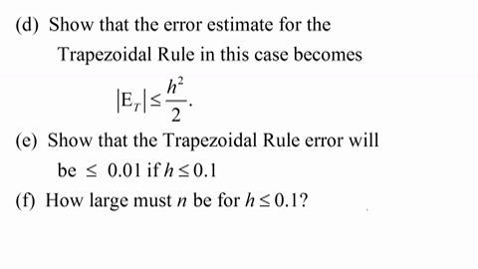Part D, show that the error estimate for the trapezoidal rule in this case becomes absolute value of E sub t less than or equal to h squared over 2. Part E, show that the trapezoidal rule error will be less than or equal to 0.01 if h is less than or equal to 0.1. And finally, part F, how large must n be for h to be less than or equal to 0.1?